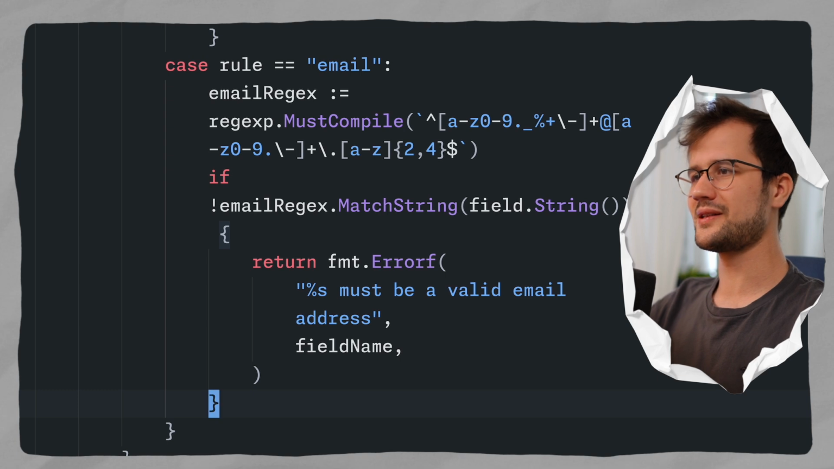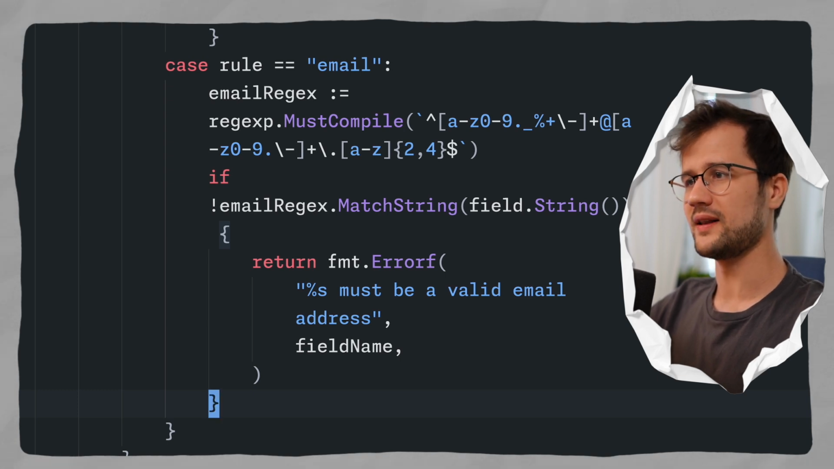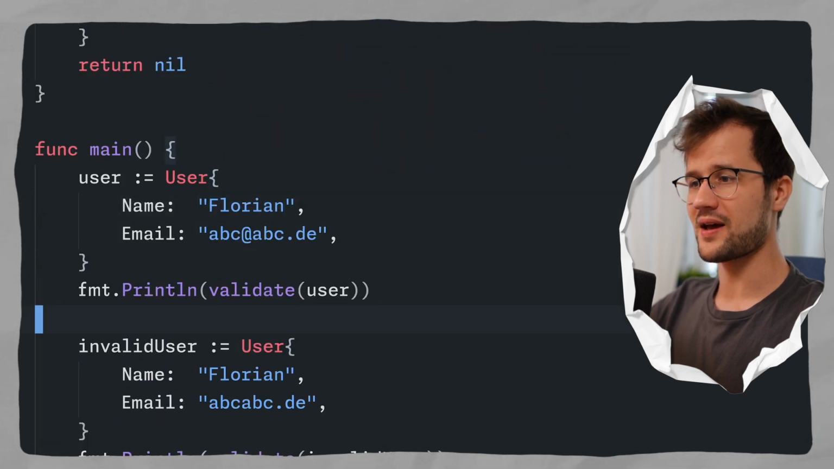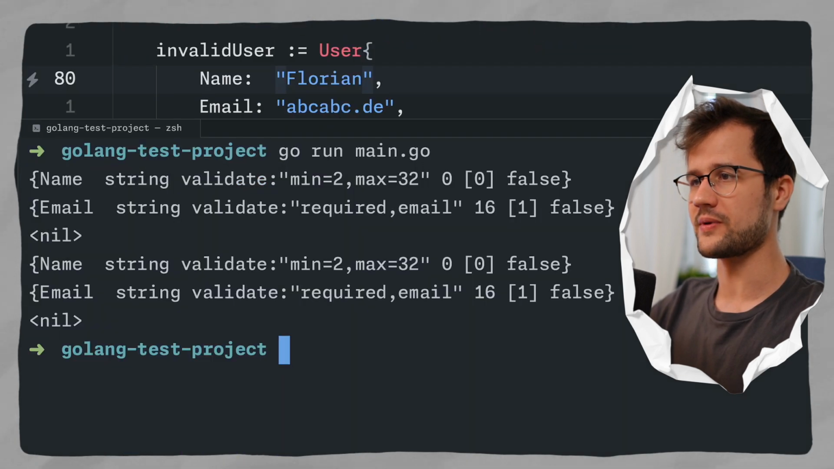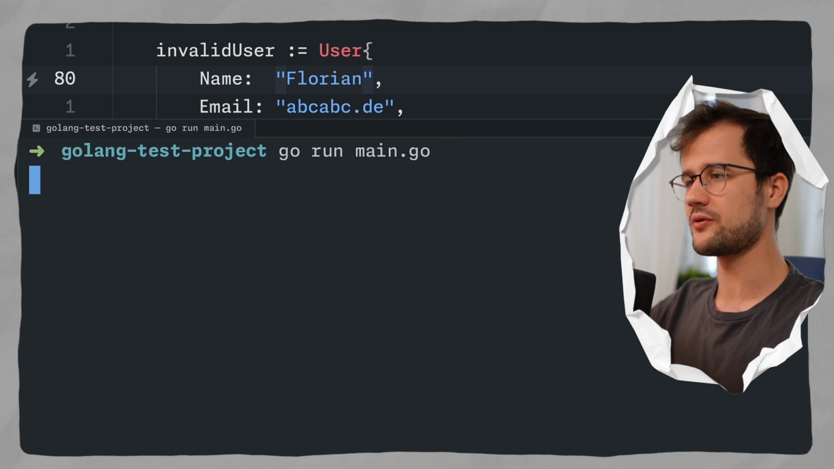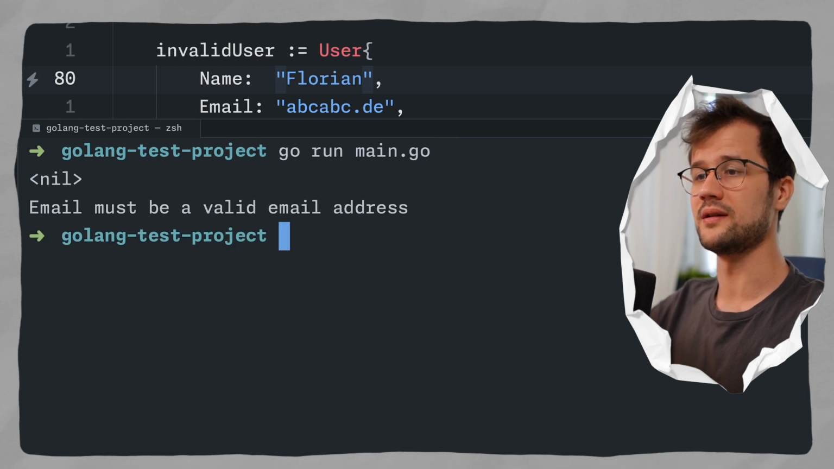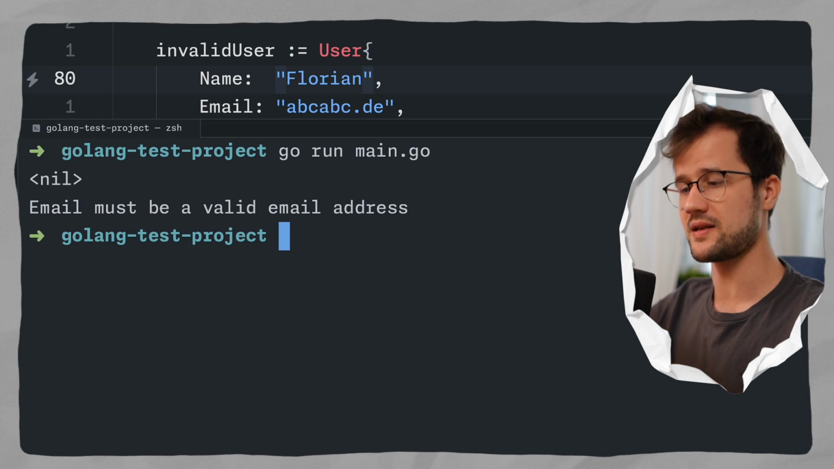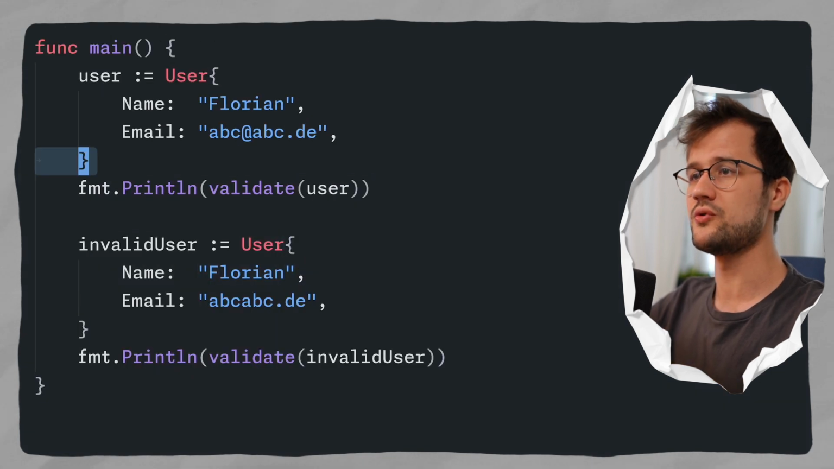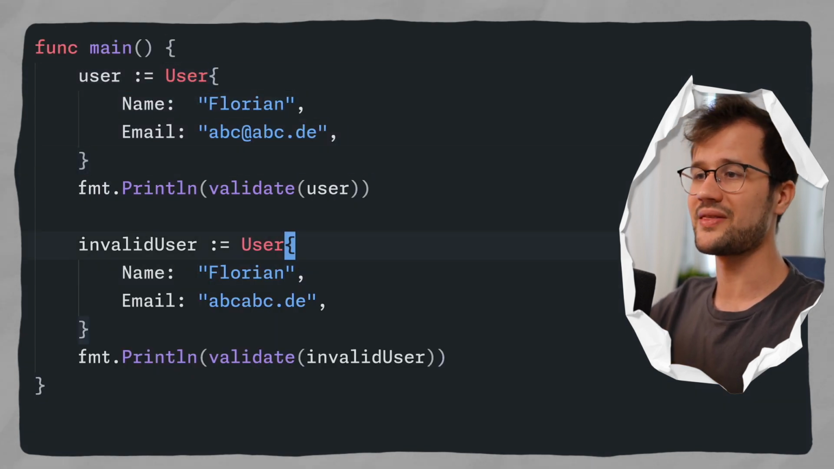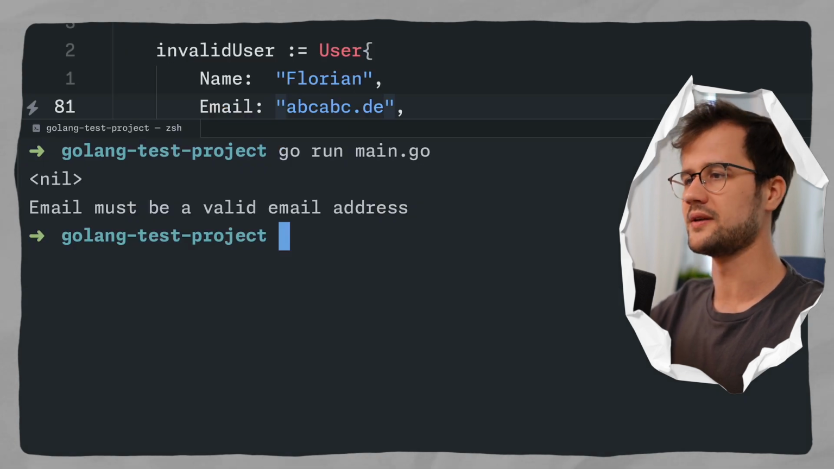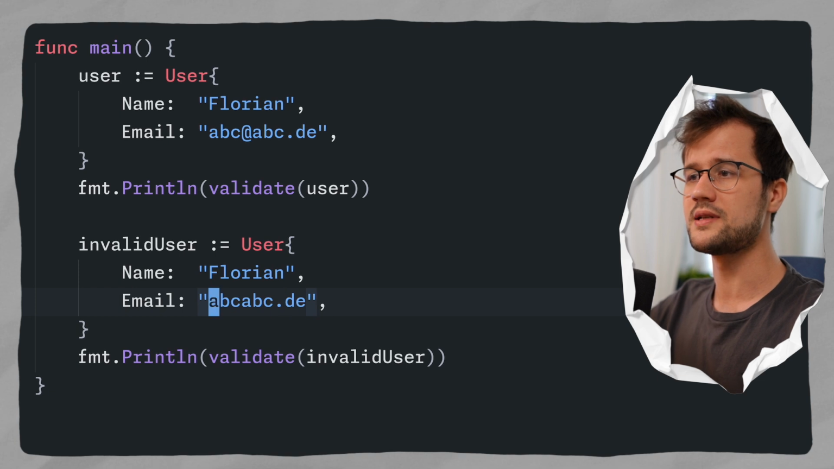All right, and this was basically it, all of our validation logic for the struct tags, right? And now let's quickly run our program here. So we say go run main.go, and what we got is nil, which is a successful validation. So we don't get any error. So basically this user here is a valid user. And then we also get a validation error that the email must be a valid email address, because obviously this is an invalid email address.